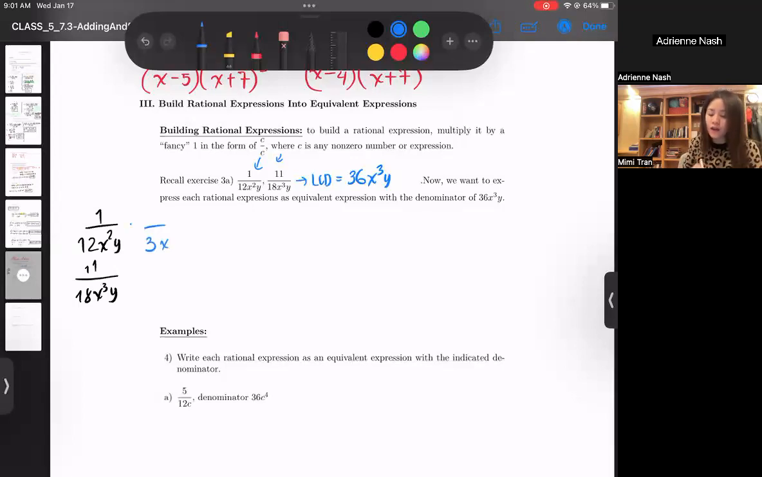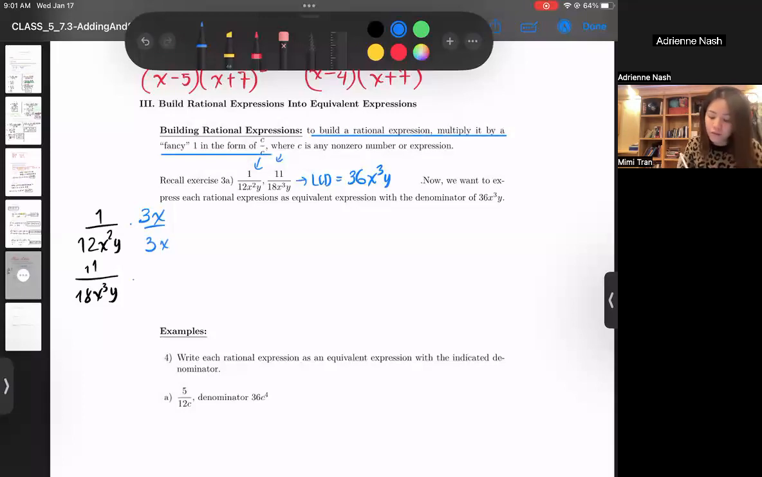Now, if you multiply something to the denominator, you have to multiply the top by the same number. So 3x over 3x. Basically, you multiply by 1, right? You did not change the expression. You don't want to change the expression, right? So to build a rational expression, multiply the fraction by the fancy one in the form of C over C. C divided by C is 1. It's just a different kind of 1. Same thing with the bottom.